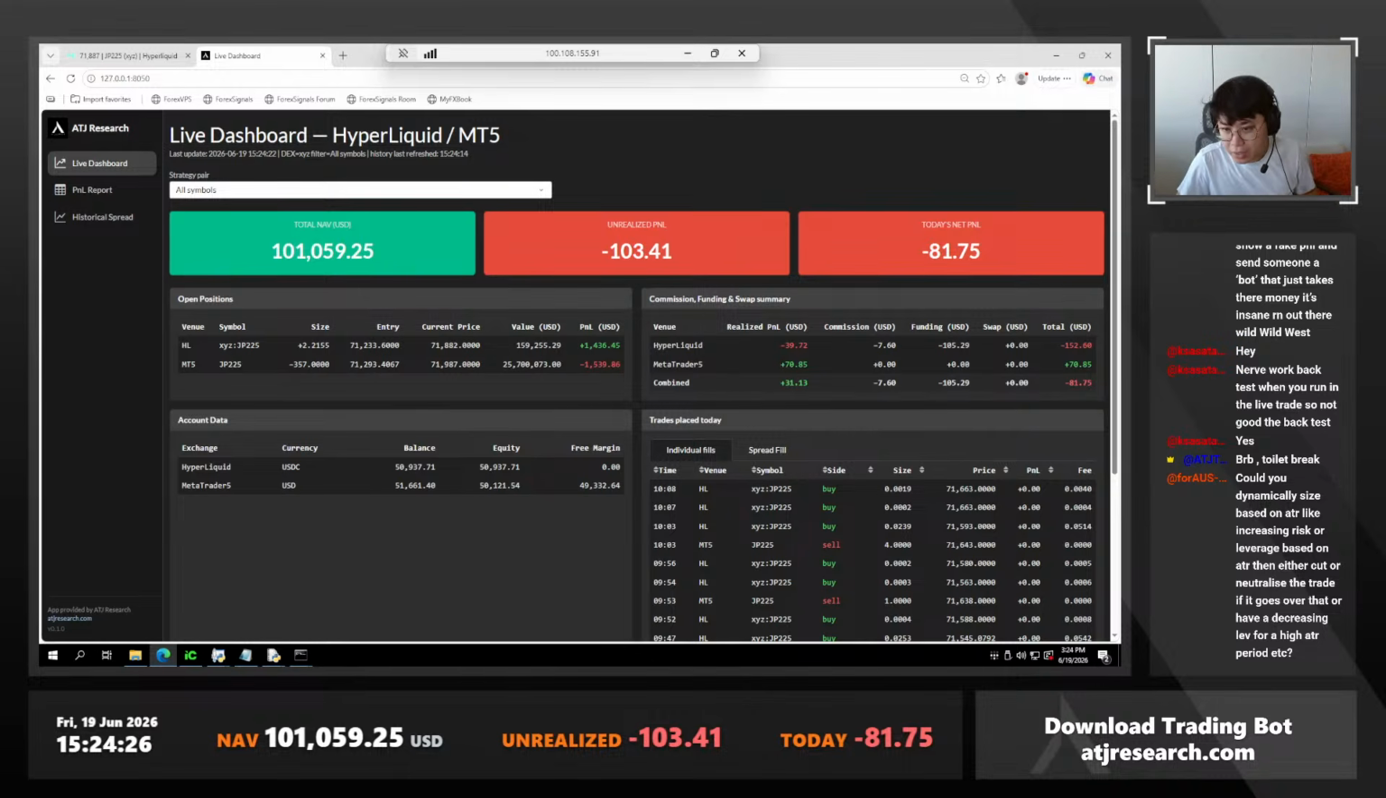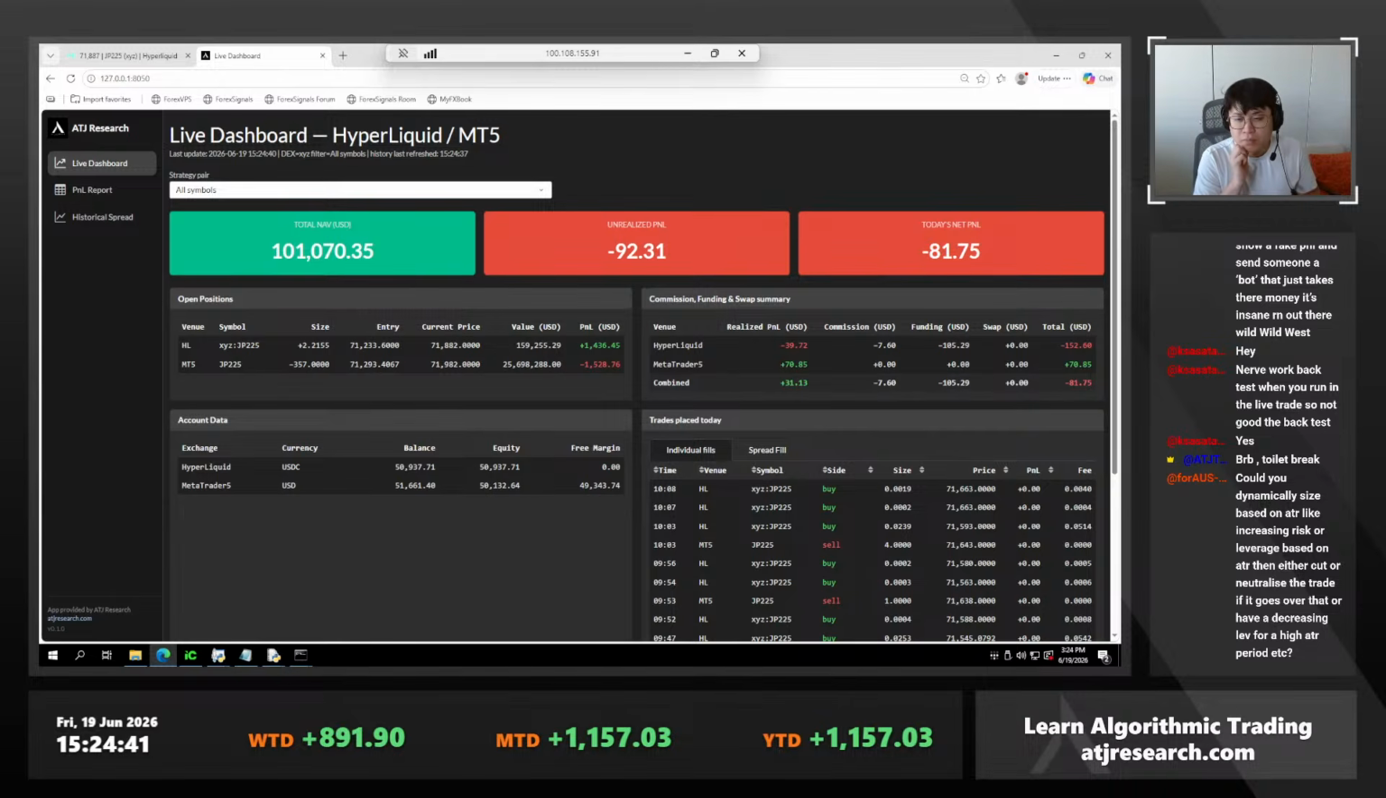Okay, I'm back, and another comment. Could you dynamically size based on ATR, like increasing risk or leverage based on ATR, then either cut or neutralize the trade if it goes over that, or have decreasing leverage for high ATR periods, etc.? Yeah, that does make sense.